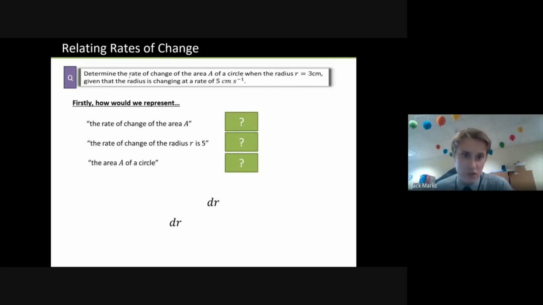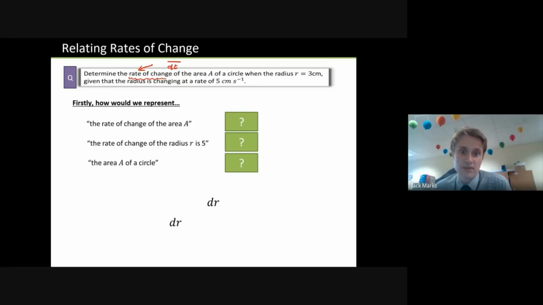Determine the rate of change. Rate is implicitly using the idea of time. So the rate of change, how something is changing over time, means we're going to have something like this. We don't know exactly what it is yet, but we're talking about something changing over time. Derivatives are useful for this.